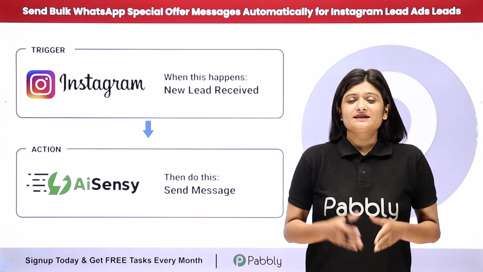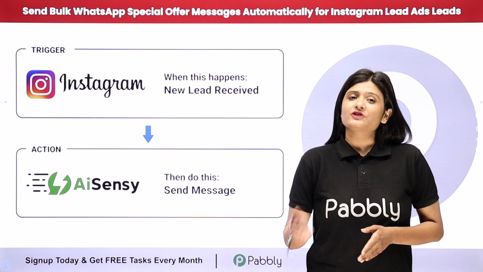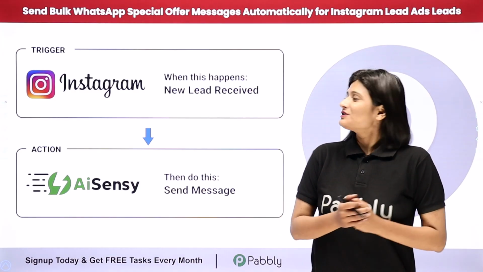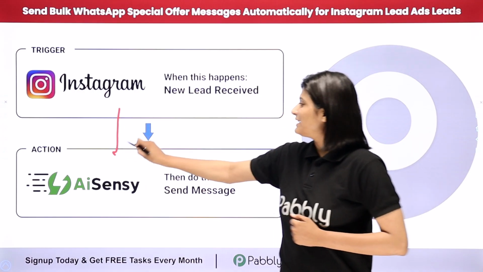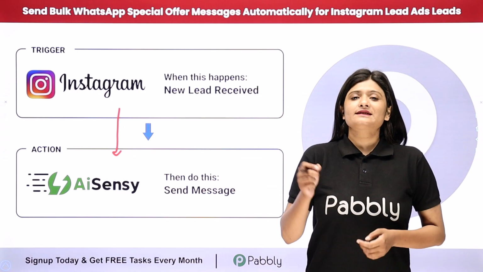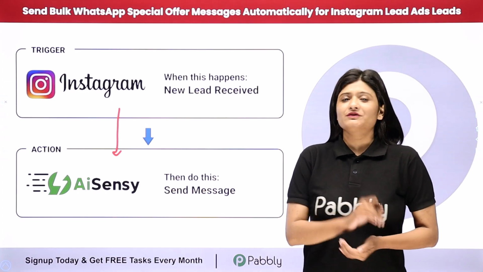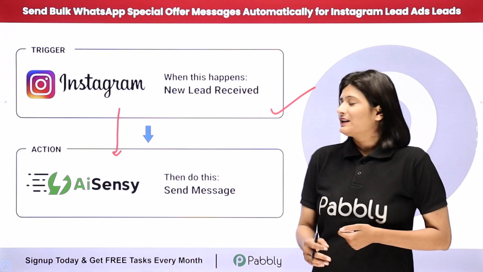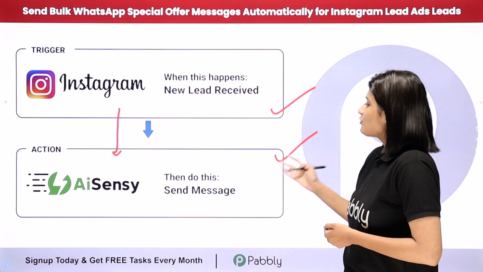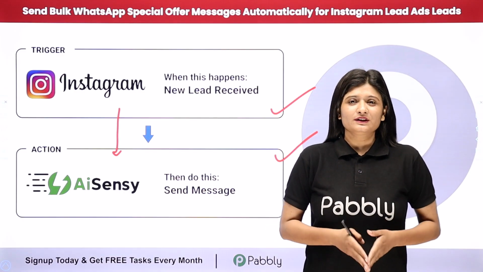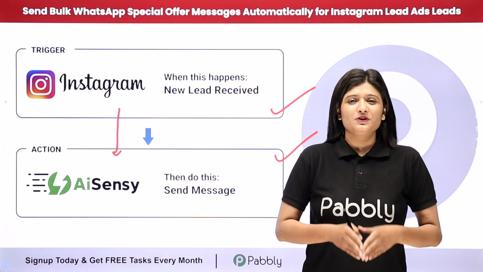So Pabbly Connect is an amazing automation and integration software which requires no coding or programming skills. Here I just need to build a connection between Instagram lead ads and AI Sensei. With the help of Pabbly Connect, I'm going to build this connection in such a manner that whenever I capture a new lead from my Instagram lead ads, I'm automatically going to send them the special promotion offers using AI Sensei, and that too in bulk. Now if you want to learn the step-by-step process, then let me take you all to my screen.